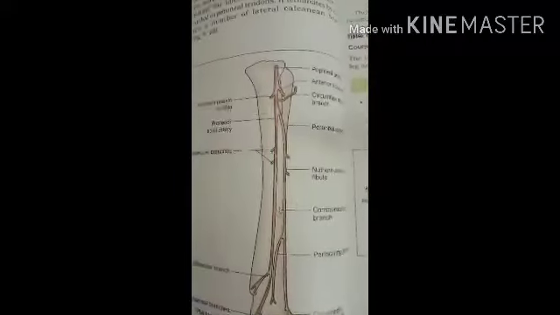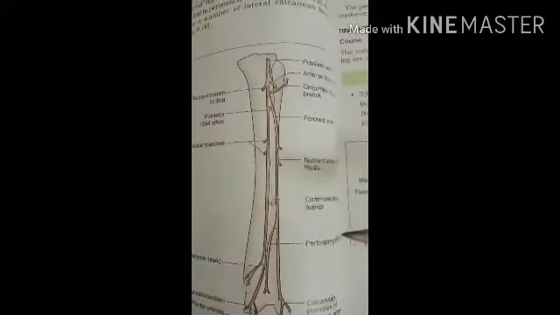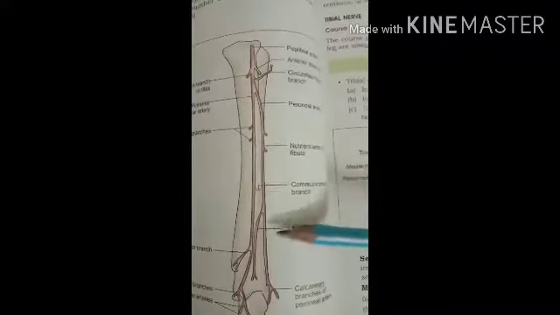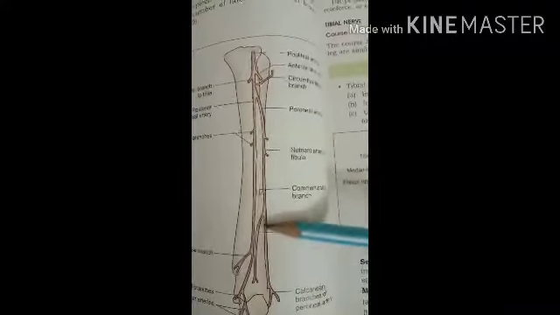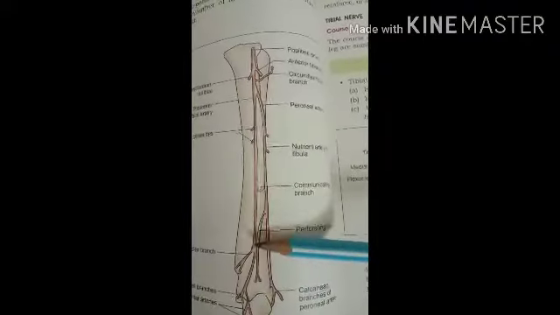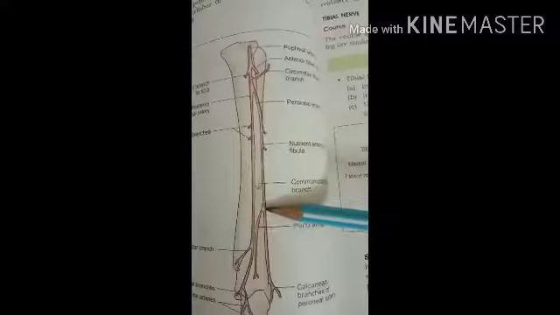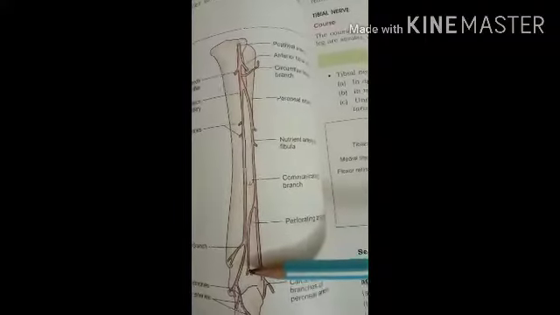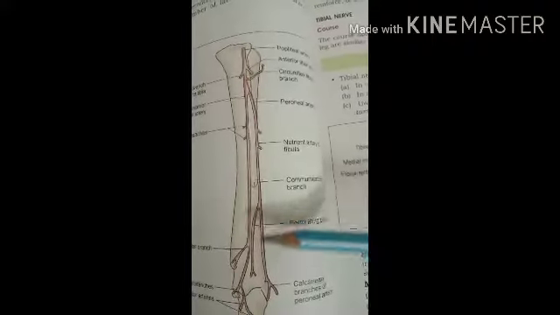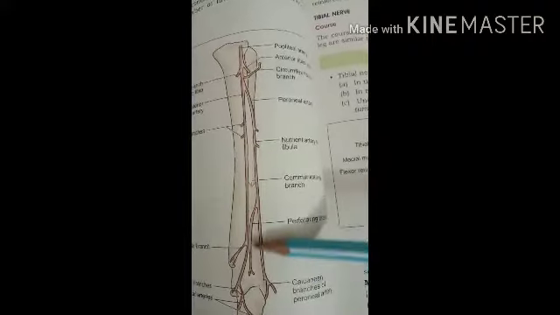The anastomotic branches consist of, first, the perforating branch. So here you can see this is the perforating branch, this one. Okay? So it is the large perforating branch that pierces the interosseous membrane 5 centimeter above the ankle and joins the lateral malleolar network. So this one.